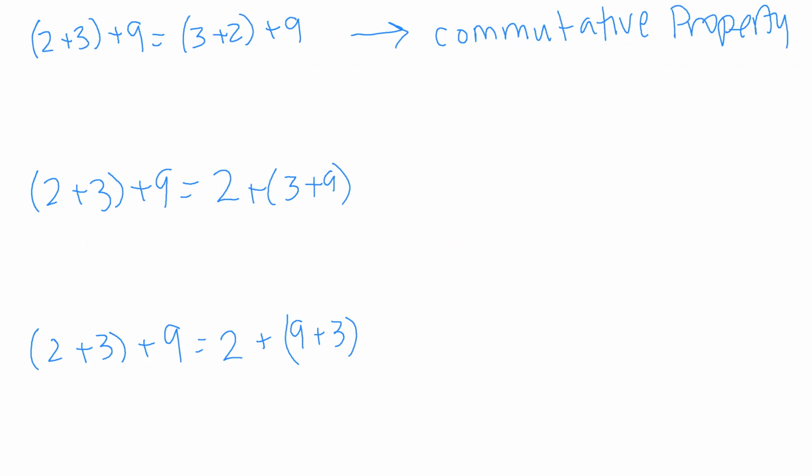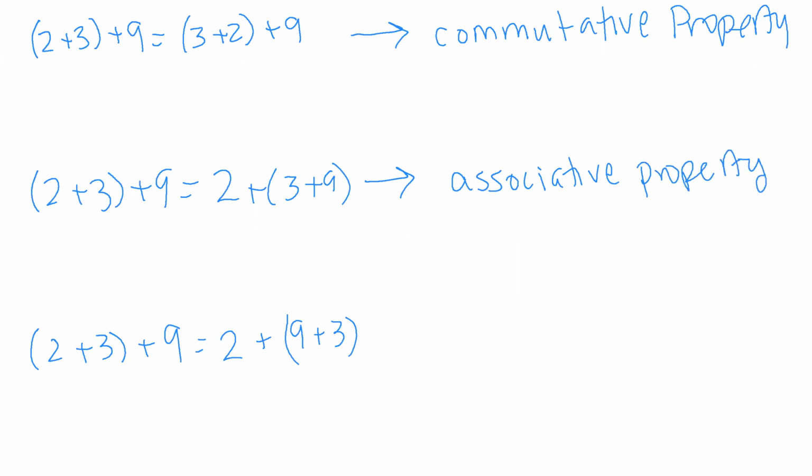All right, so next example, I have 2 plus 3 in parentheses plus 9, and then I have that equal to 2, and then plus 3 plus 9 in parentheses. So if you look at the 3 numbers from the left-hand side to the right-hand side, you have 2, then 3, then 9. The numbers at no point changed order. However, on the left, the 2 and the 3 were grouped together, whereas on the right, the 3 and the 9 were grouped together. So this is the associative property.